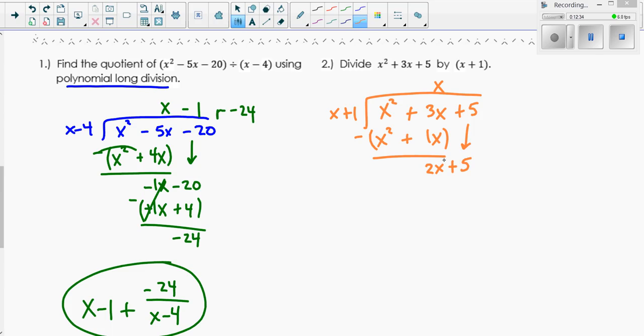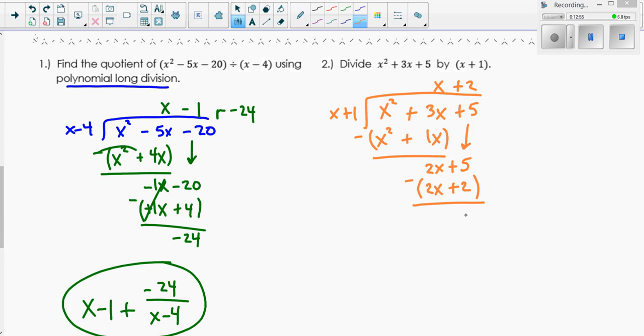Okay. I need this to be a 2x, so I need to put something here times x to give me a 2x. So I'm going to put a plus 2. And then notice 2 times x is 2x, and 2 times 1 is 2. And again, I want to subtract this whole quantity. Don't forget those. 2x minus 2x is nothing, which is what I wanted.